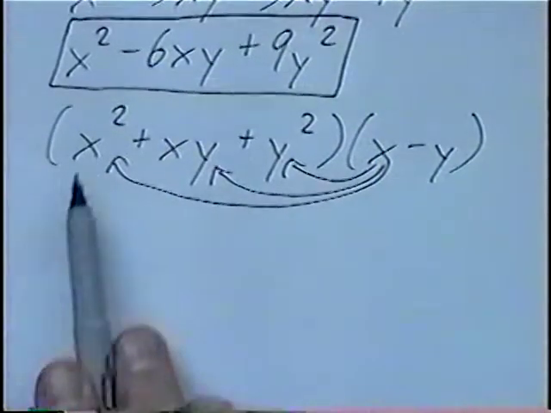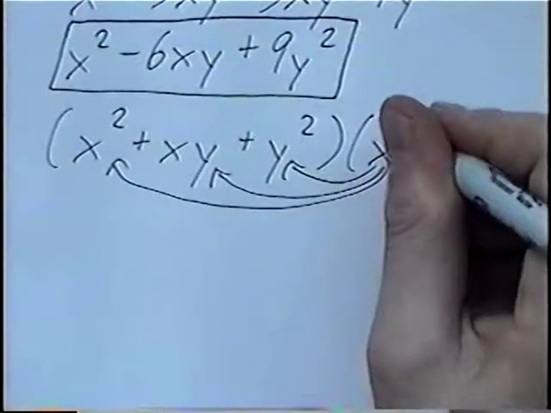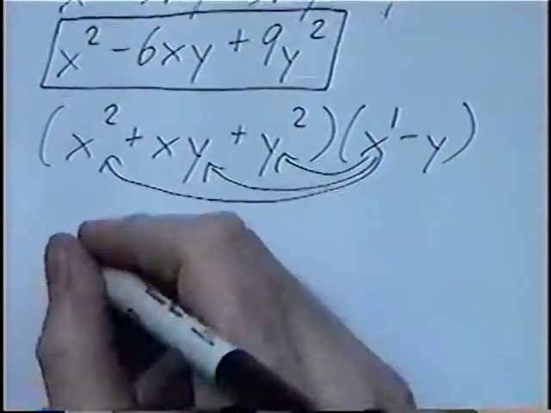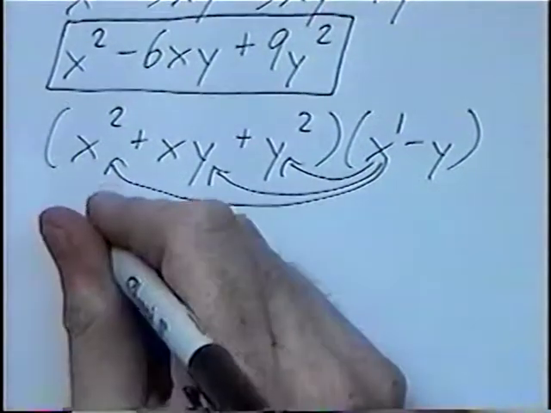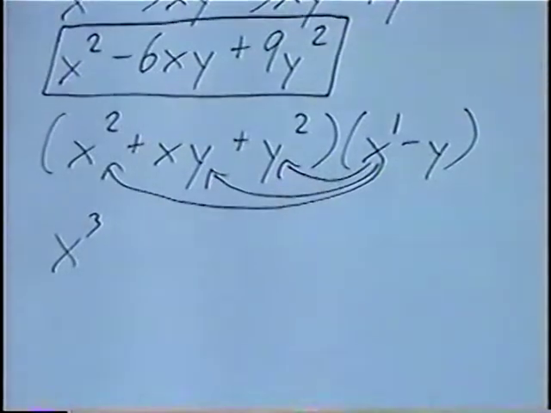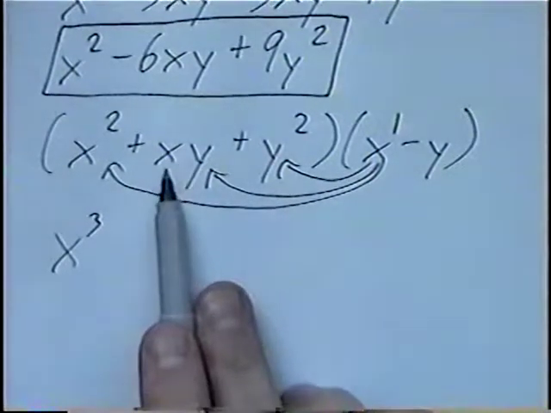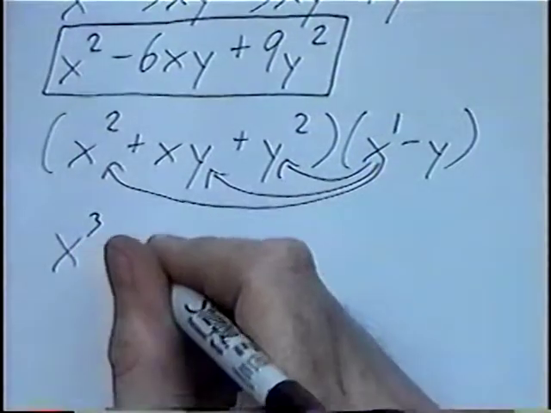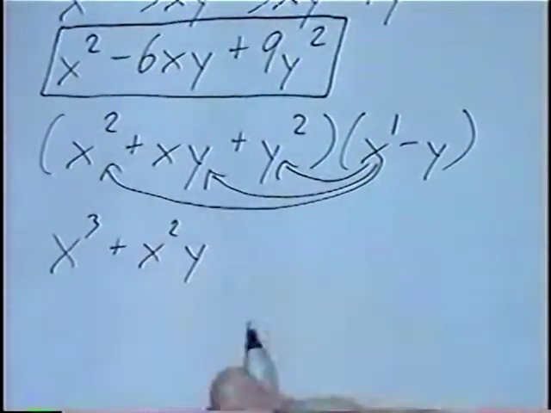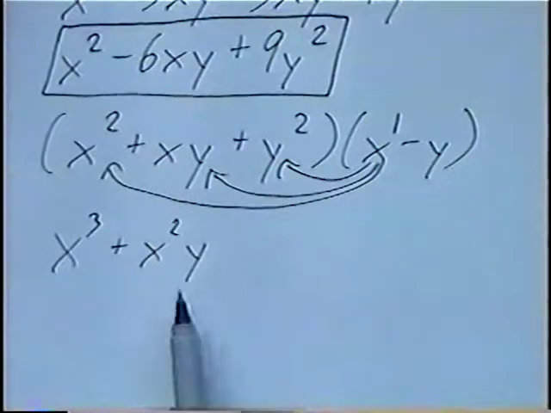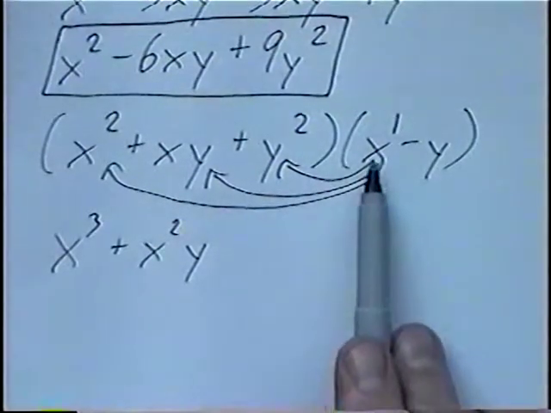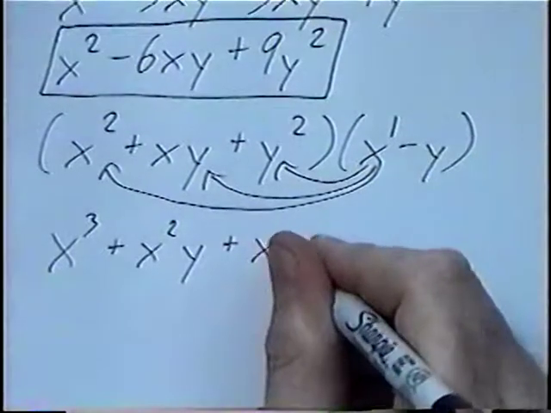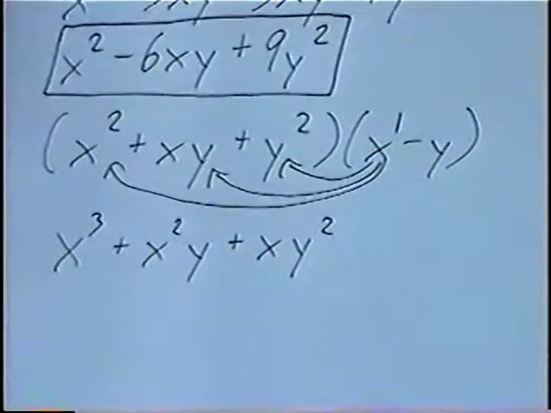Multiplying x times x squared. Again, you can put an exponent of 1. Multiplying like bases, we'll add the exponents, which would be x to the third power. x times xy. Multiplying 2 x's will be x squared, and putting y after, so x times xy would be x squared y. And multiplying x times y squared would be xy squared.